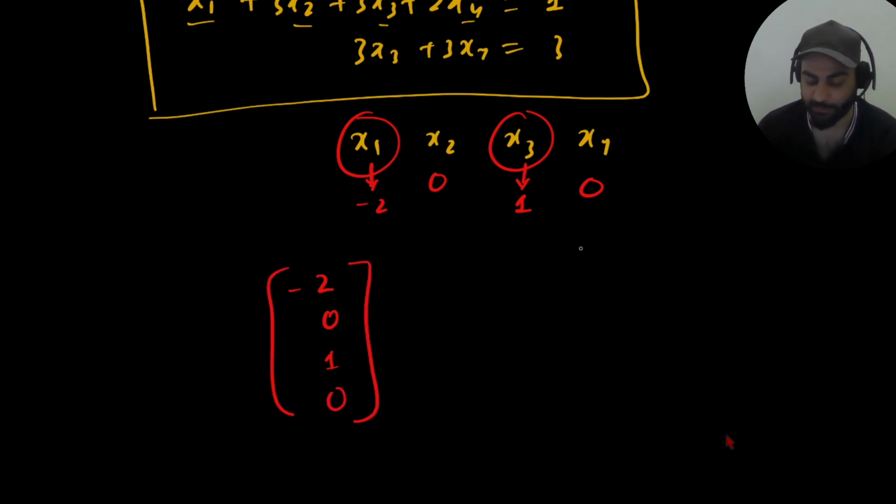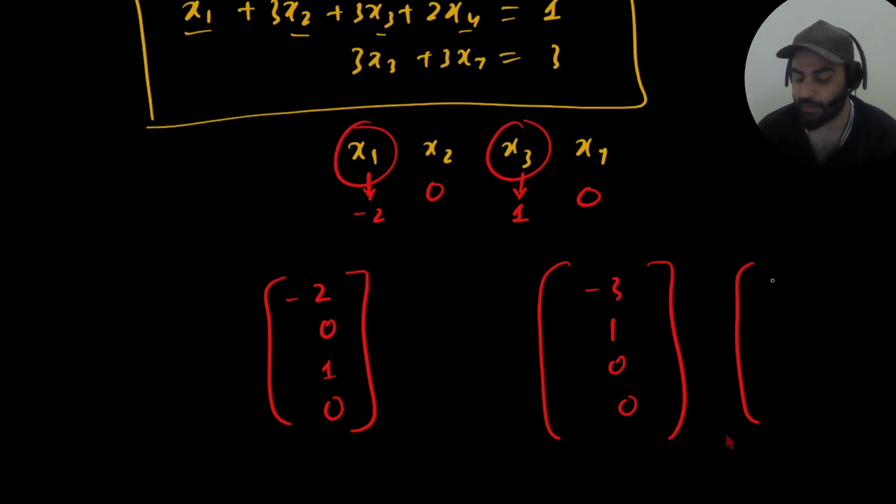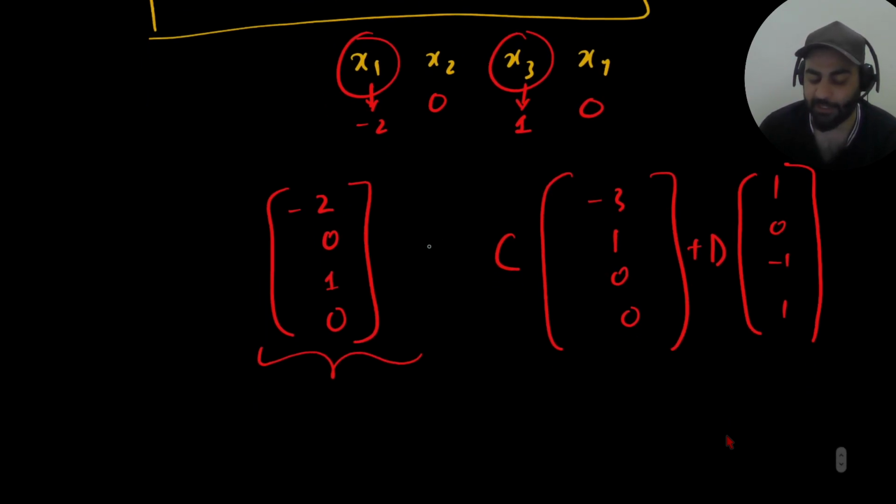And you know that the null space solutions that we got were (-3, 1, 0, 0) and the other solution (1, 0, -1, 1). So we took the combination with c and d as well. Now this particular solution we can add to the null space. This will give us the complete solution.